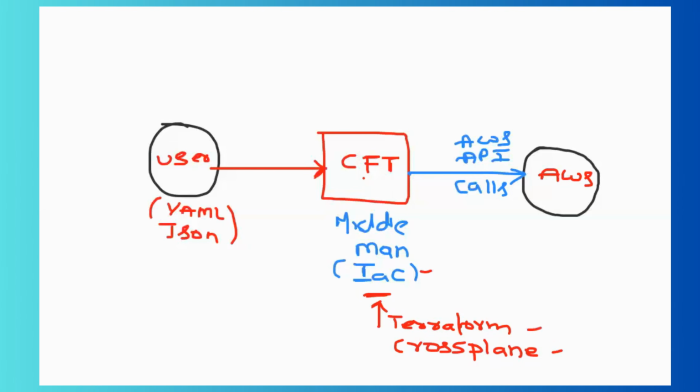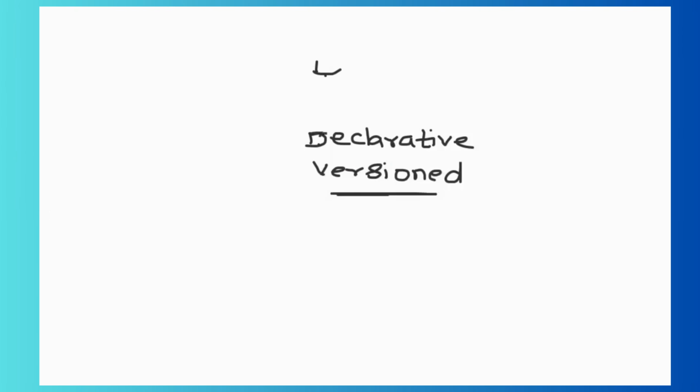Now I hope what CFT is doing is clear. What is left to tell you is the principles of IaC. When I explained it, I told you that it has to be declarative in nature and it has to be versioned in nature. Now, what exactly does this mean? Versioned, I think most of you understand. If you understand the concept of Git, then you understand what exactly versioned means.